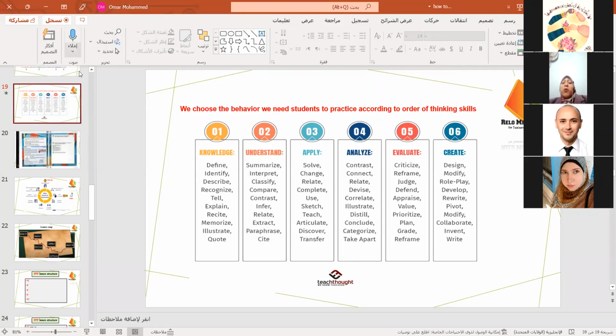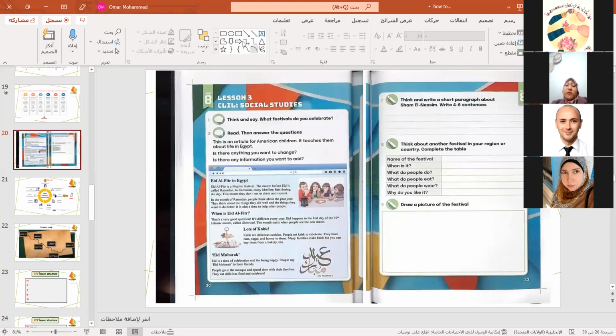You know, when we are dealing with our lessons, the most difficult part for our students is how to write a paragraph or an essay, because this is the creation part. They have to think, brainstorm, write, and recall all their skills to reach the creation stage. We have verbs like design, modify, role-playing, develop, rewrite, and many other verbs.